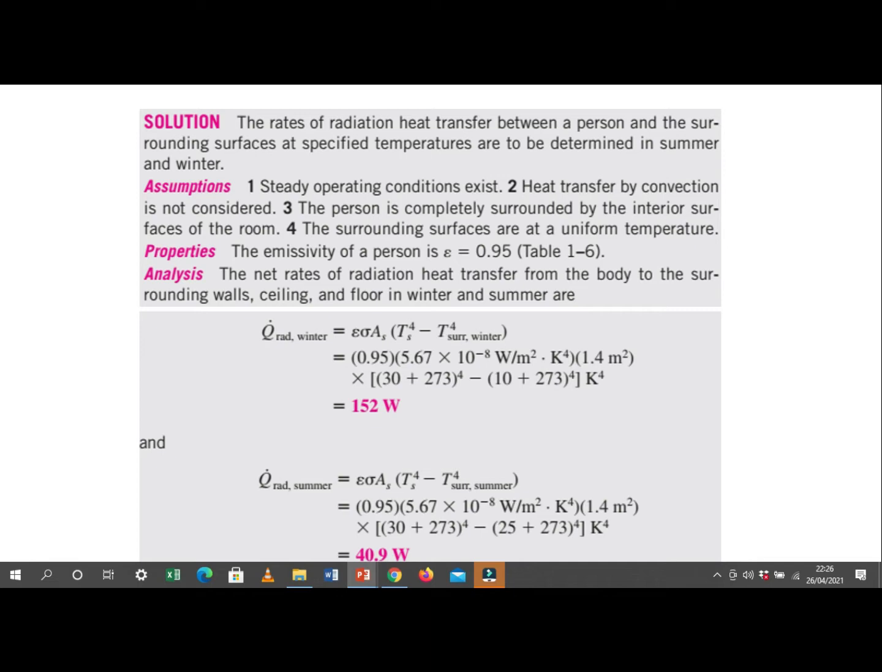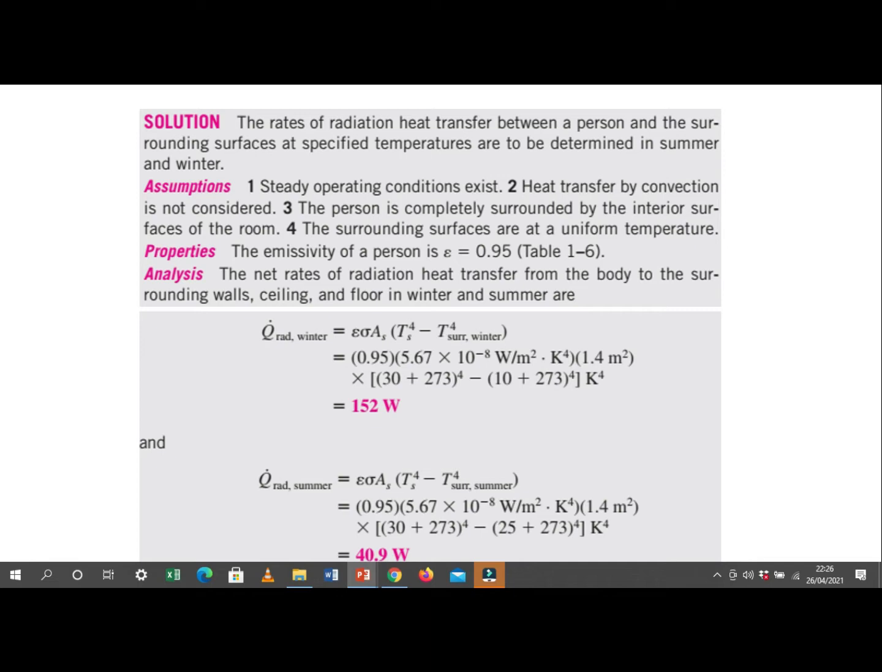The third assumption is the person is completely surrounded by the interior surrounding surfaces of the room. The fourth one is the surrounding surfaces are at a uniform temperature. It means that the surrounding surfaces, walls or ceiling or the floor, and the temperature is not changing with the passage of time. They are at a constant temperature either in summer or in winter.